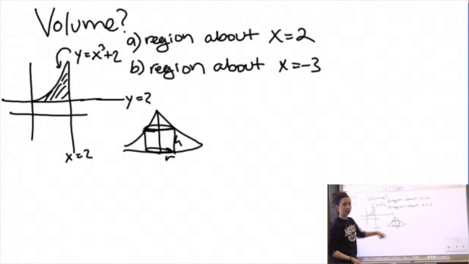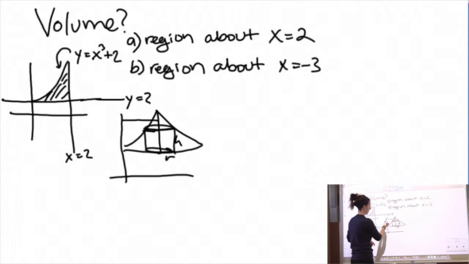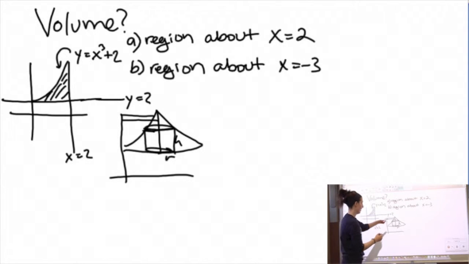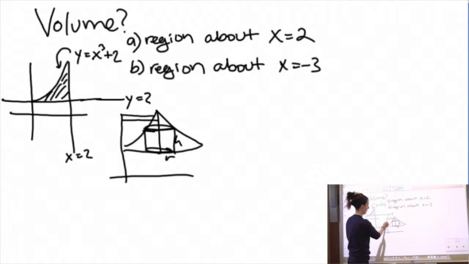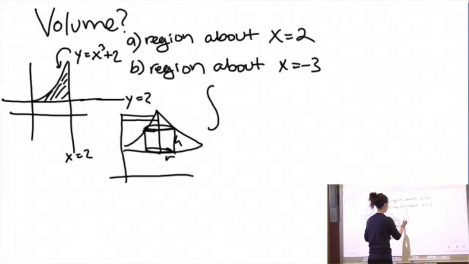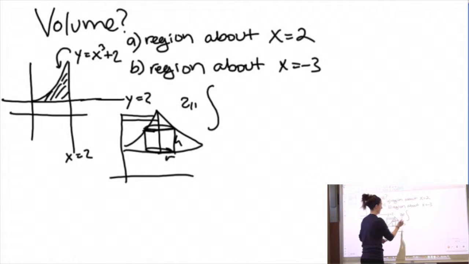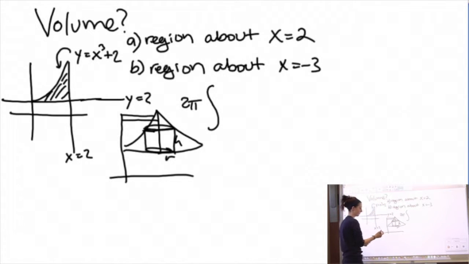So our radius in this case, since our y-axis is right here, our x-axis is like this, it's going to be our distance 2 minus x, how far we've gone away from the y-axis. So we have an integral, right? Shell method. So 2 pi, and we'll go over the bounds in a minute.